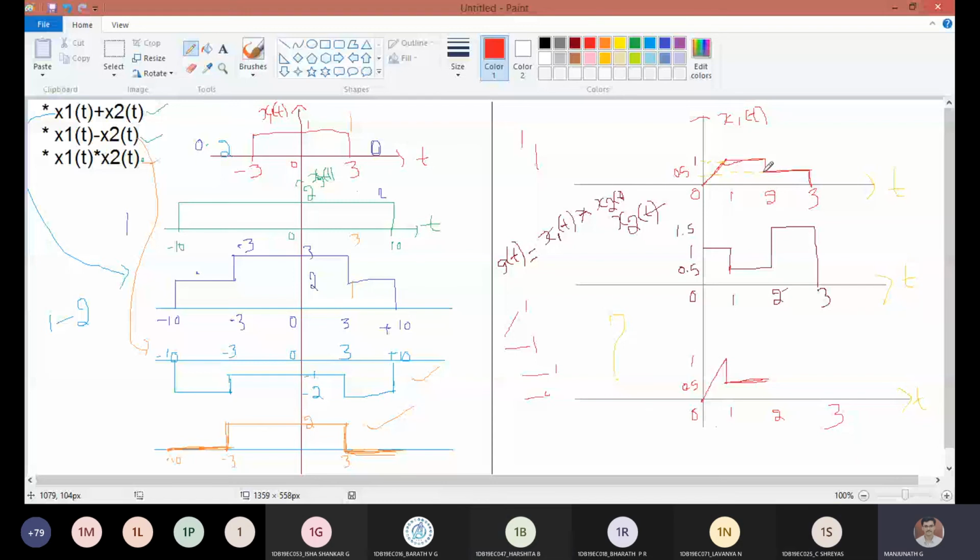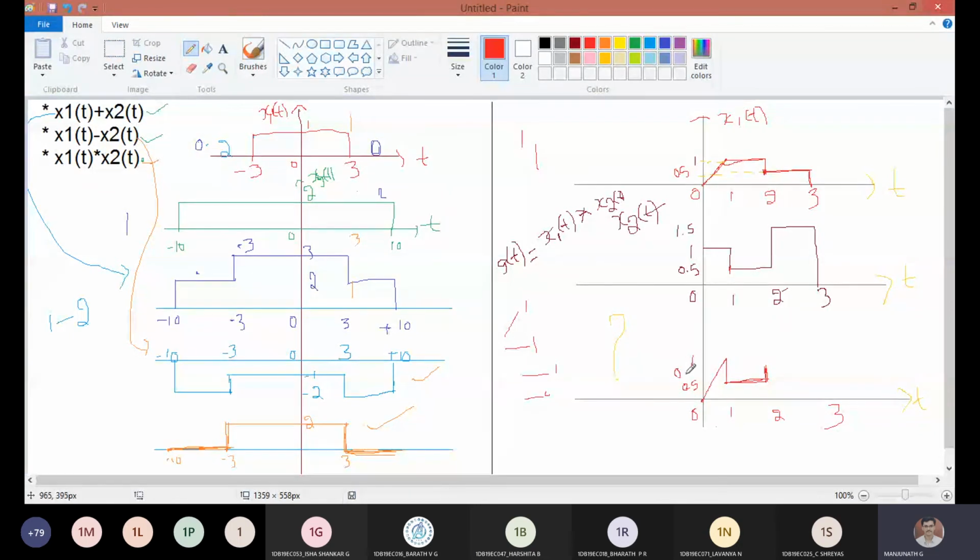So at this point, where I'm moving the cursor, look there, it has 0.5 and here it has 1.5. So 1.5 into 0.5 is 0.75, sir. Good. So at 2, it rises to 0.75. So in between this, we have one more amplitude called 0.75.